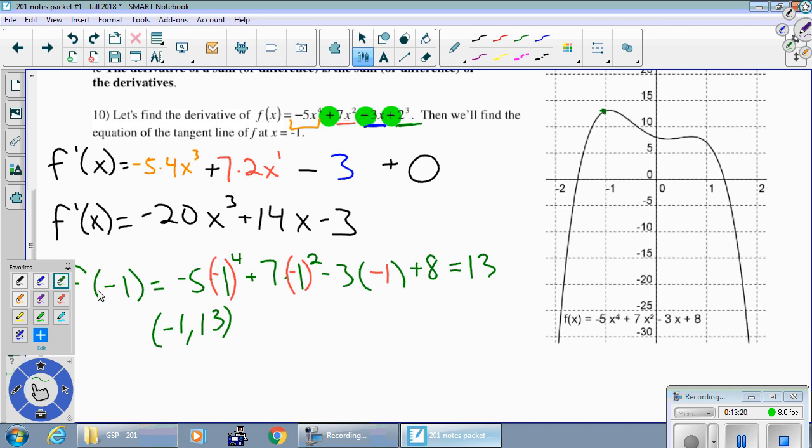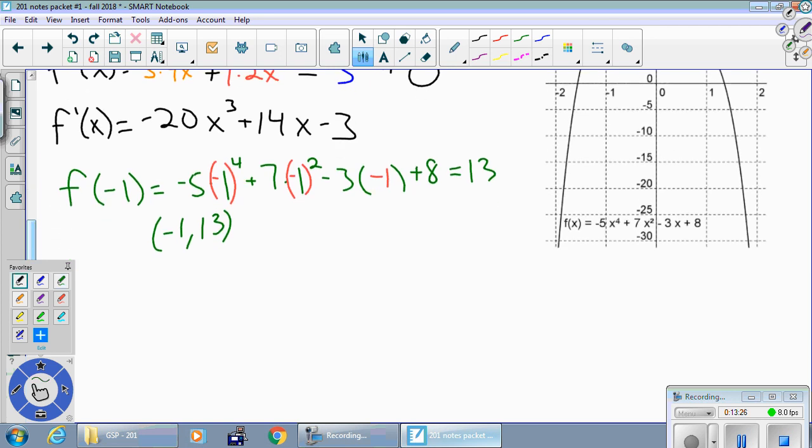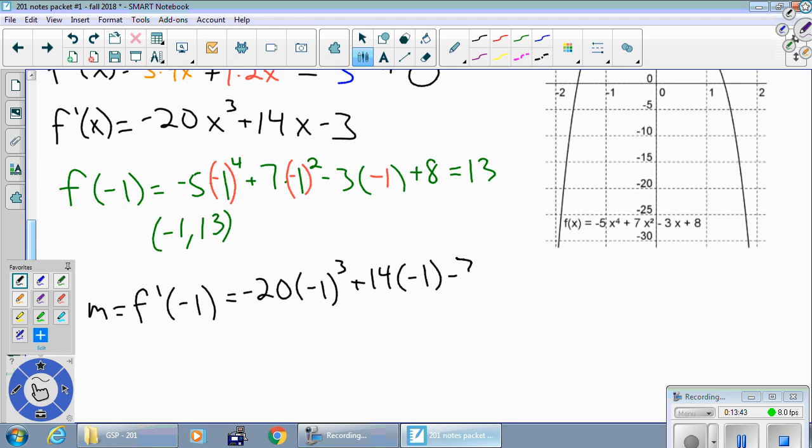And we said to find the equation of a line, we need two things, a point and a slope. Well, we just got the point, so now we need to find the slope. And to find the slope of any tangent line, we use the derivative. And so we're not plugging negative 1 into the original function this time, we're plugging it into the derivative. So negative 20 times negative 1 cubed plus 14 times negative 1 minus 3. So that looks like 20 minus 17, which is 3.